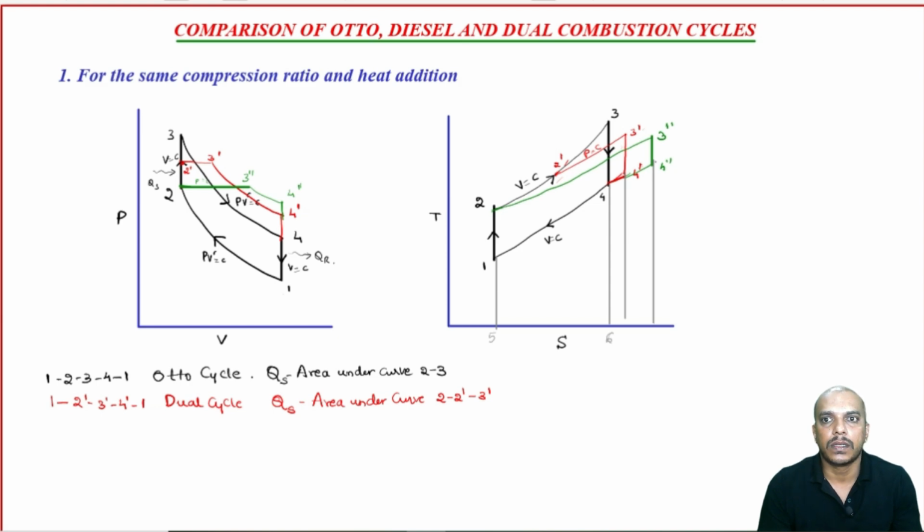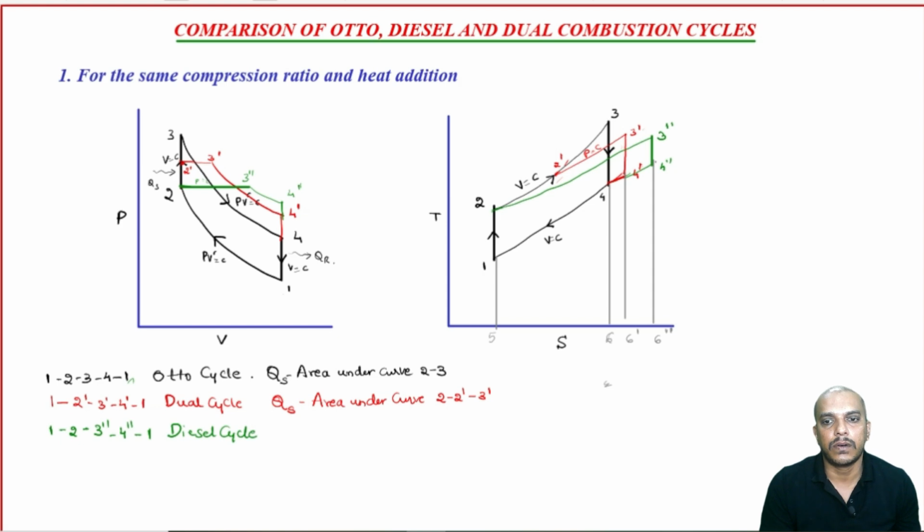Okay. So, let me call this 6 dash, this 6 dash, this 6 double dash. Now, before that, what is this cycle? Let us write this cycle. That is 1, 2, 3 double dash, 4 double dash, 1, which is a Diesel cycle.